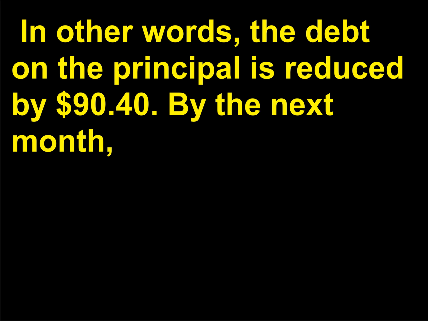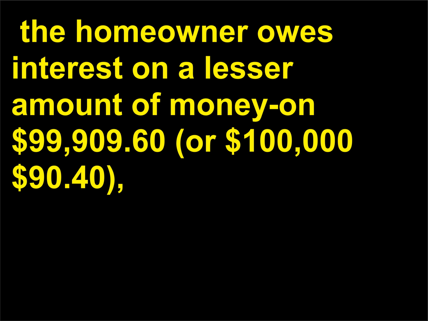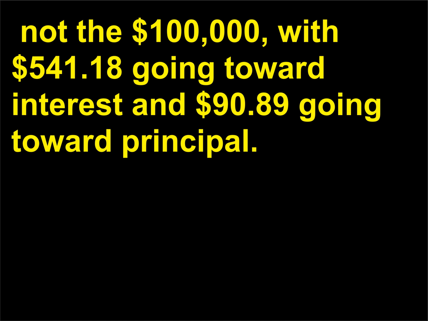By the next month, the homeowner owes interest on a lesser amount of money, $99,909.60, not the $100,000, with $541.18 going toward interest and $90.89 going toward principal.